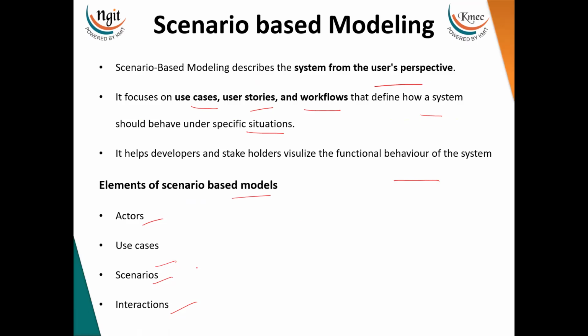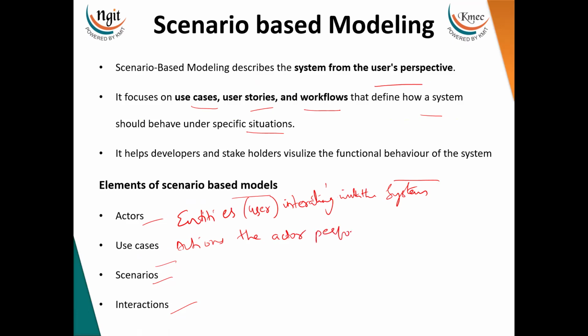So when we say the elements of scenario-based model, here you can see we have actors, use cases, scenarios, and interactions. So what are actors? These are entities. We just represent the user or customer or any other using these actors, where these entities would be interacting with the system. Use cases are actions the actor performs with the system.